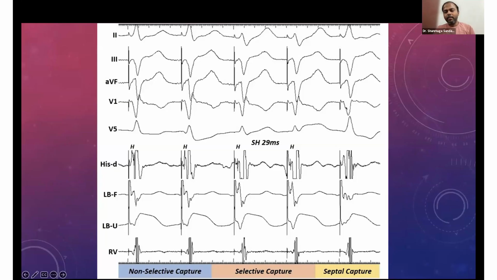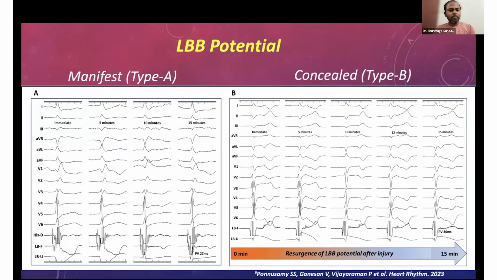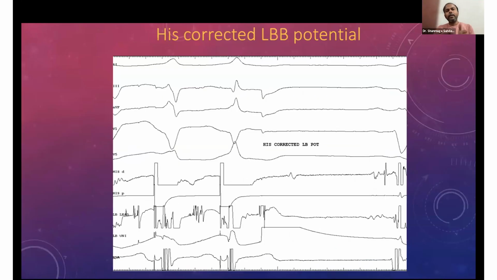But when there is a septal capture, which indicates that there is no conduction system capture at all, you're not able to see any his bundle potential. So demonstration of retrograde his double confirms that you are capturing the conduction system and it is not LV septal pacing. The potentials can be manifest or concealed. Remember, the potentials can be picked up by the lead even away from the left bundle as a far field signal. So demonstration of a potential alone will not tell you whether you are capturing the conduction system, or whether it is LV septal pacing or left bundle branch pacing.